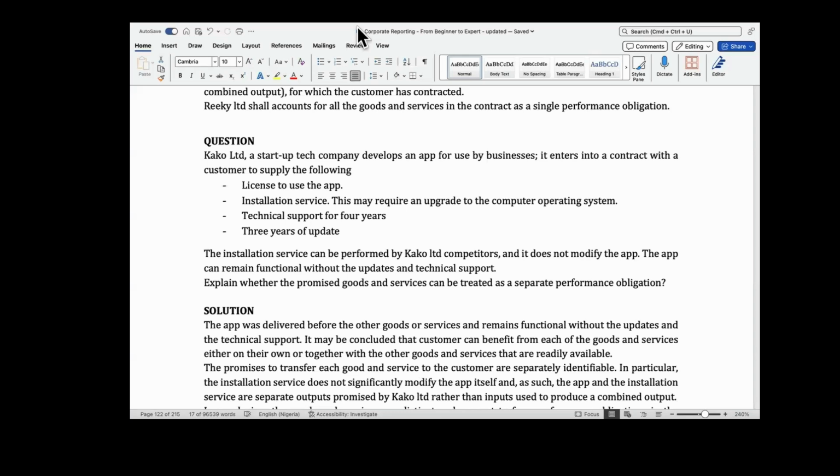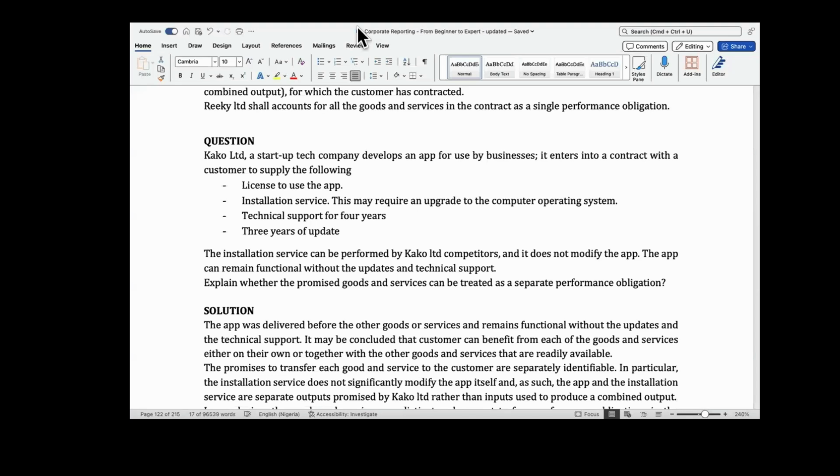Halo Limited, a startup tech company, develops an app for use by businesses. It enters into a contract with a customer to supply the following: license to use the app, installation service. This may require an upgrade to the computer operating system, technical support for 4 years, 3 years of update.